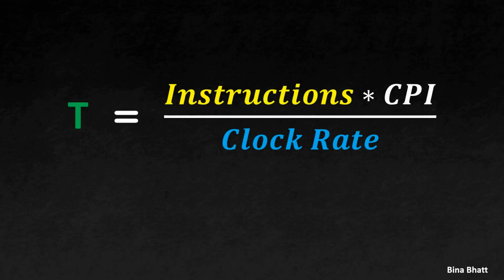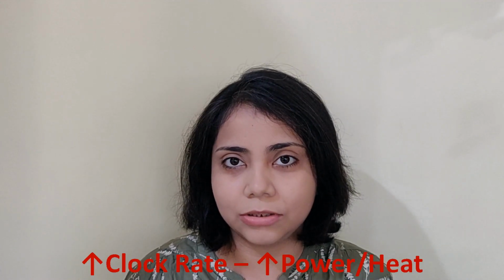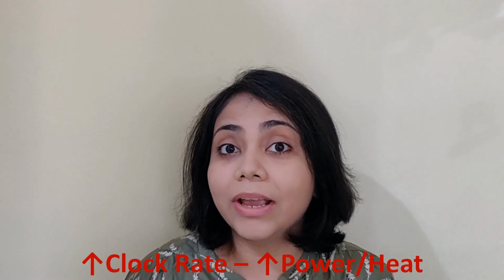Thus, the higher the clock rate, the lower would be the CPU execution time. Or, in other words, the higher the clock rate, the better would be the performance. However, high clock rate also means more power consumption, which ultimately results in more heat generation as well. So both these factors, that is performance as well as power consumption, vary with clock rate. And due to high power consumption, there'll be more heat generation as well.